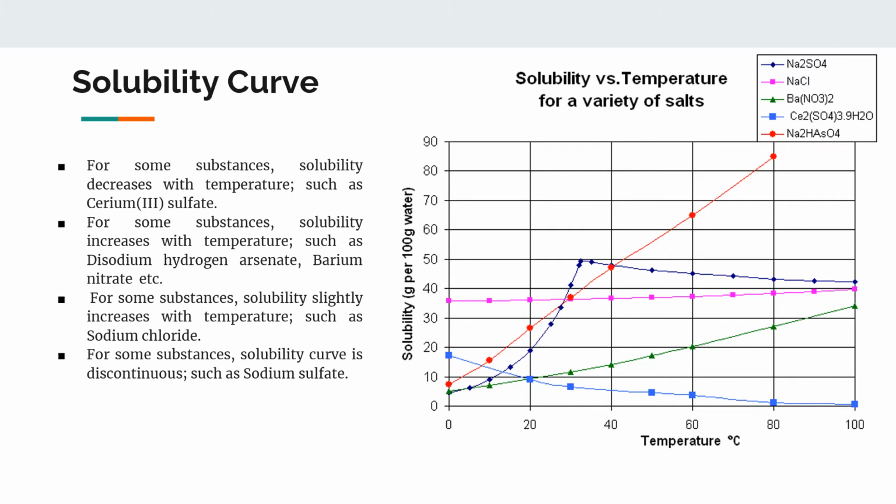For some substances, solubility decreases with temperature, which you can see in the plot for cerium sulfate. For some substances, solubility increases with temperature, such as disodium hydrogen arsenate and barium nitrate, etc. And there are some substances where solubility slightly increases with temperature, for example sodium chloride, and for some substances the solubility curve is discontinuous, such as sodium sulfate.